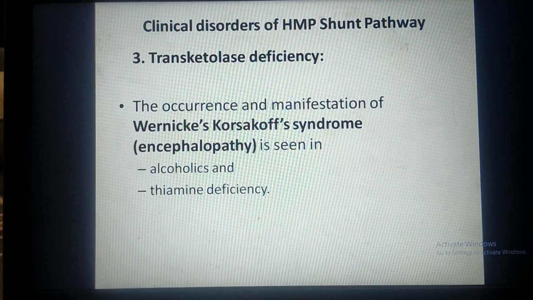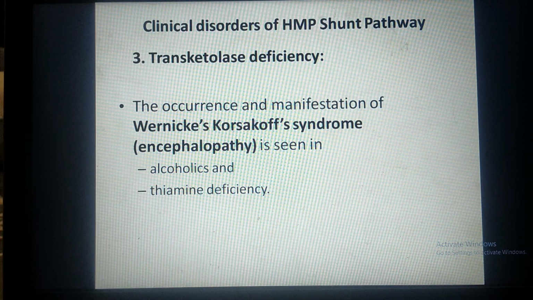Transketolase deficiency: it is also one of the enzymes of the HMP shunt pathway. I have already told you this enzyme requires the coenzyme thiamine for its activity. If a person is suffering from transketolase deficiency and is exposed to alcohol or thiamine deficiency, then that person will develop a disease called Wernicke-Korsakoff syndrome, or encephalopathy. It is a brain disease.